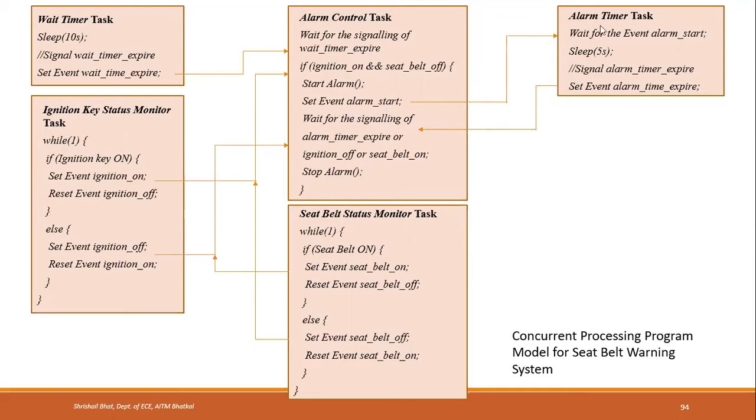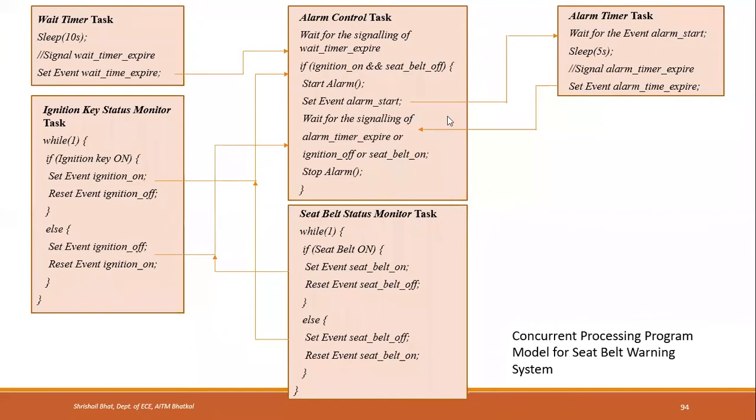So we go to the alarm timer task. Here it will wait for the event alarm start. Once that particular event is set, then the alarm will start. That means it will be waiting for 5 seconds. The alarm will keep on for 5 seconds. After 5 seconds, you are setting event alarm time expire. Okay, alarm timer is expired after 5 seconds.